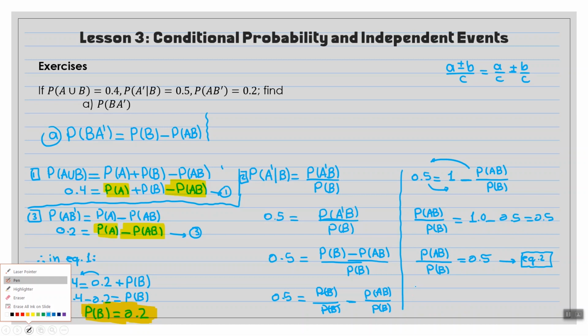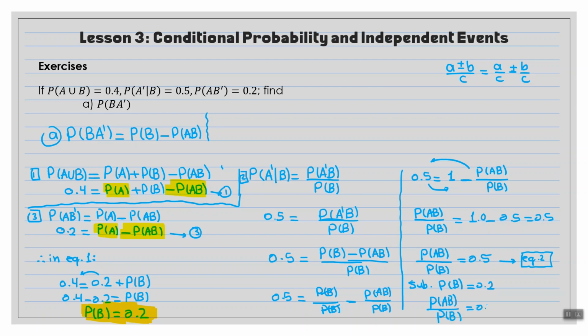So here, substituting the probability of B equals 0.2, we will notice that the probability of AB over the probability of B is equal to 0.5. Look at this equation, 0.5. I'm going to substitute the probability of B by 0.2. So let's just erase it and write instead of it the probability of B itself, which is 0.2. So here I'm going to write 0.2.